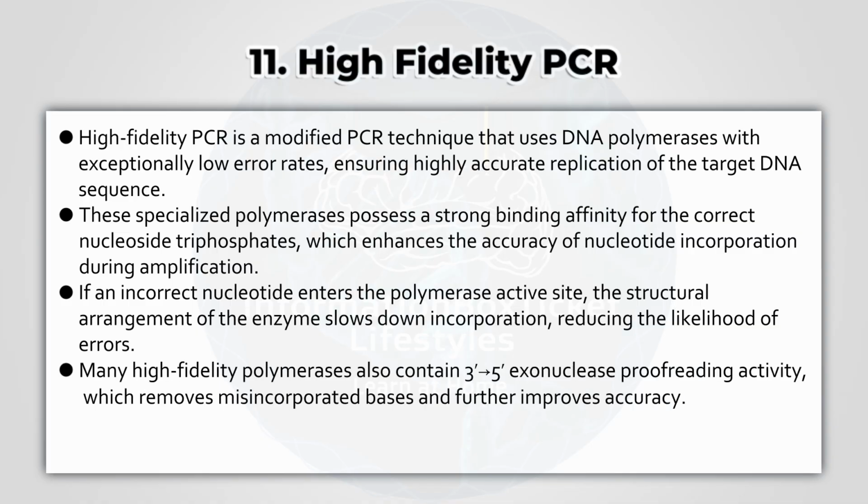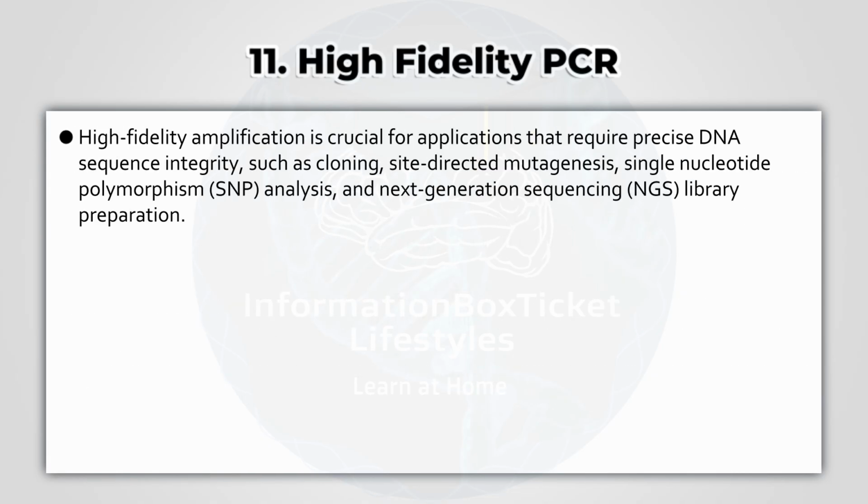Many high-fidelity polymerases also contain 3' to 5' exonuclease proofreading activity, which removes misincorporated bases and further improves accuracy. High-fidelity amplification is crucial for applications that require precise DNA sequence integrity, such as cloning, site-directed mutagenesis, single nucleotide polymorphism (SNP) analysis, and next-generation sequencing (NGS) library preparation.